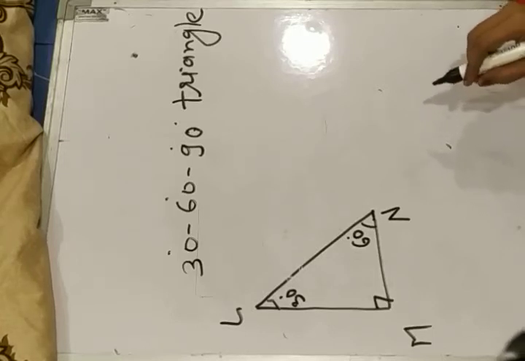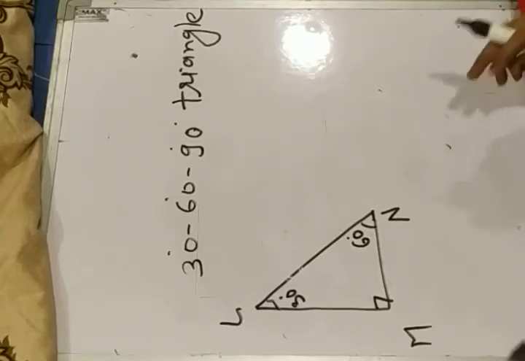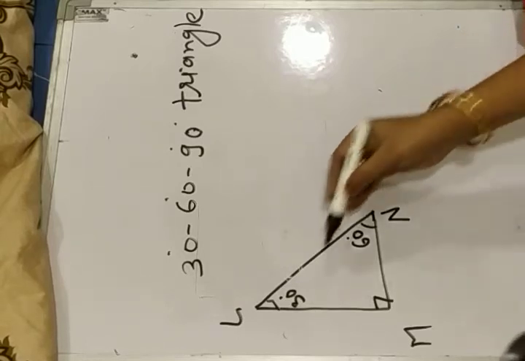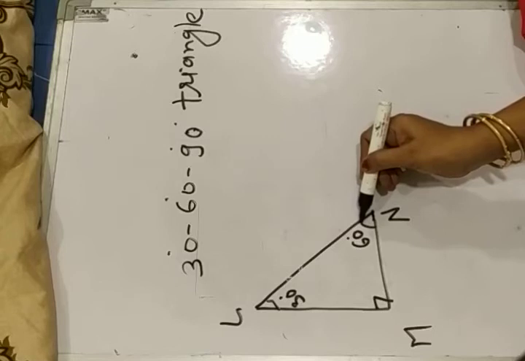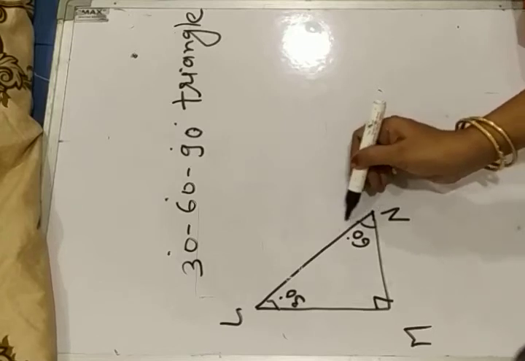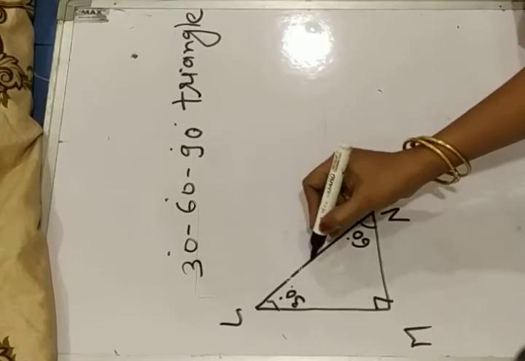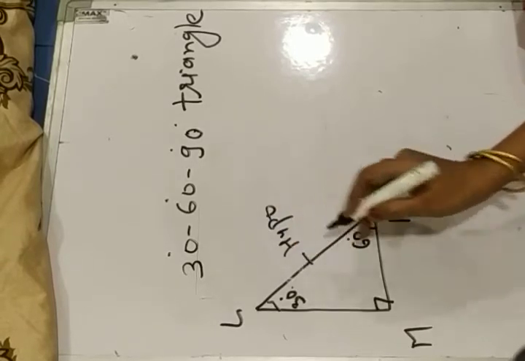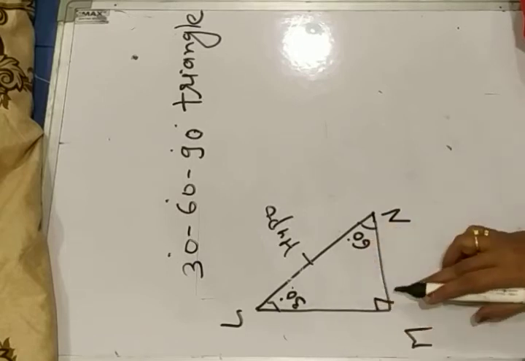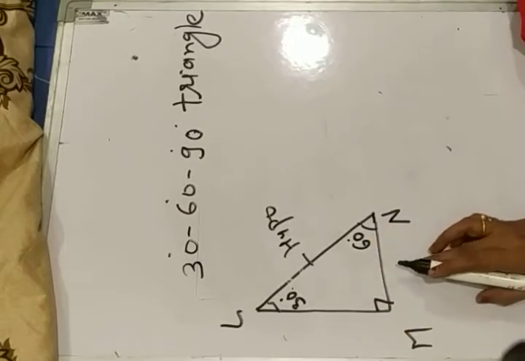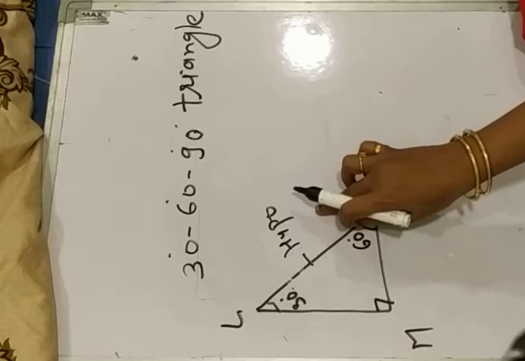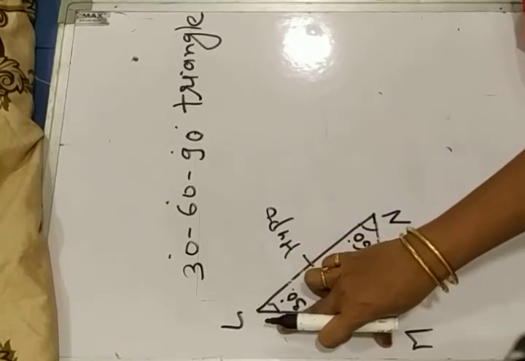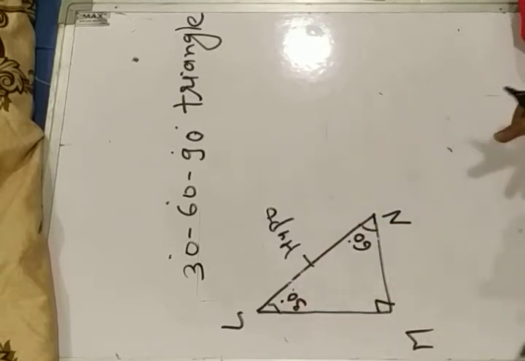Okay. Then, by using the 30, 60, 90 degree triangle theorem, if the acute angles of a right angle triangle are 30 degree and 60 degree, then the side opposite to the 30 angle is half of the hypotenuse. Here LN is the hypotenuse, so the side opposite to 30 angle is MN. This MN side is half of the hypotenuse, and the side opposite to 60 degree is LM, which is root 3 by 2 times the hypotenuse.